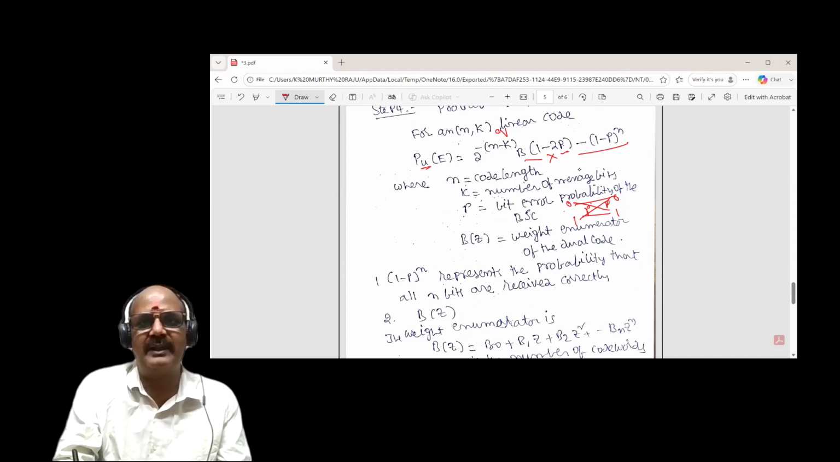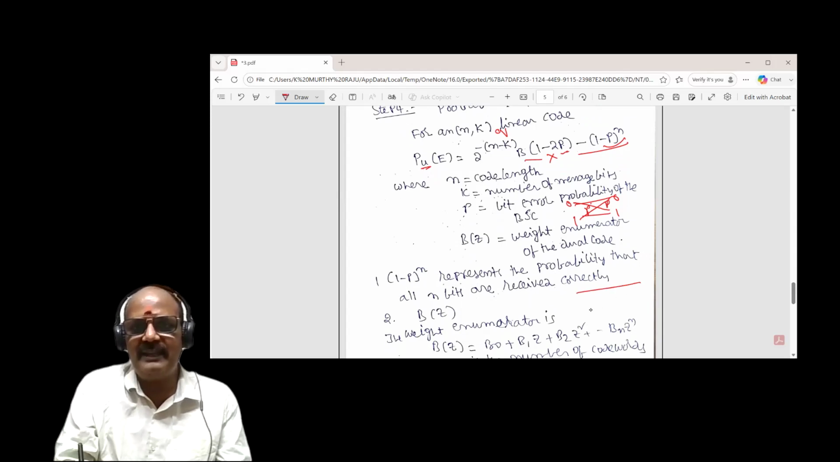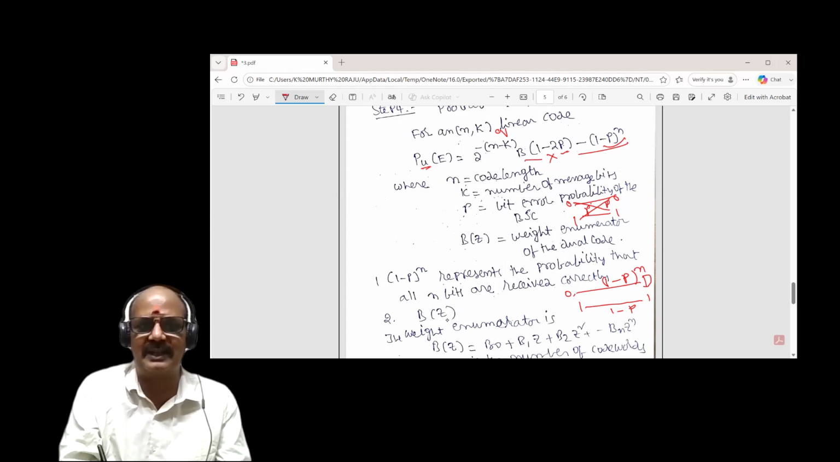The term (1 minus p) to the power n represents the probability that all n bits are received correctly. In the binary symmetric channel, if 0 is sent, 0 is received with probability 1 minus p, and if 1 is sent, 1 is received with probability 1 minus p. To the power n means so many bits are there at the input side. So (1 minus p) to the power n represents the probability that all n bits are received correctly.